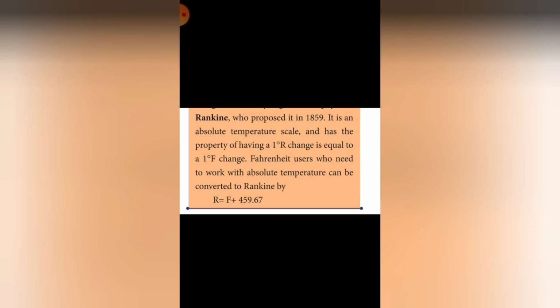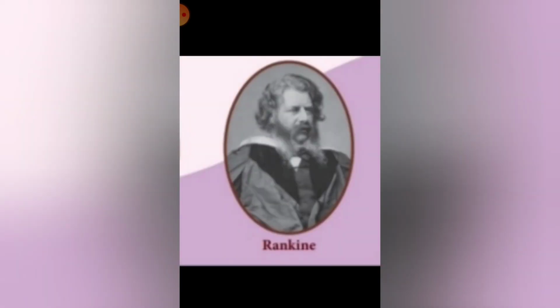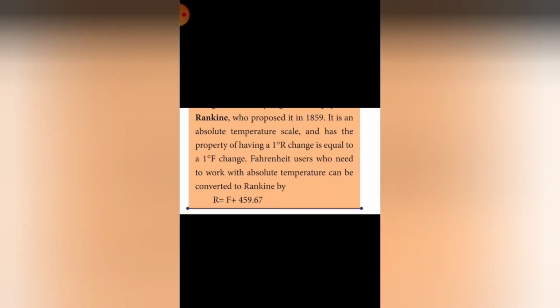அதாவது செல்சியஸ், ஃபாரன்ஹீட் அண்டு கெல்வின். ஃபோர்த்து ஒன்று இருக்குது, அதை வந்து Rankine scale. ஸோ இப்போ இந்த Rankine scale வந்து யார் ப்ரப்போஸ் பண்ணார்னா, Rankine தான் வந்து அதை கண்டுபிடிச்சார். ஸோ இட் ஹாஸ் அ ப்ராப்பர்ட்டி ஆஃப் ஹேவிங் 1 degree R change is equal to 1 degree F change.